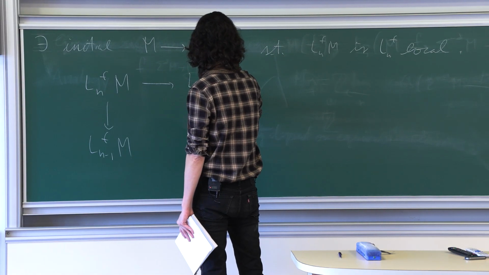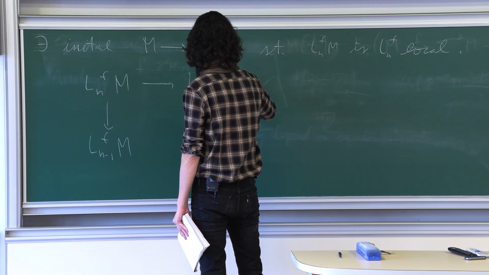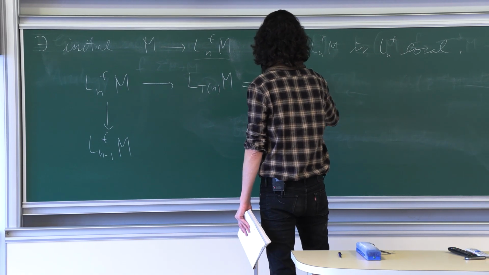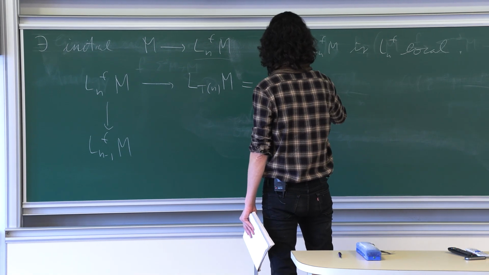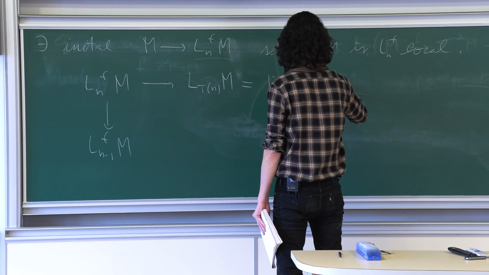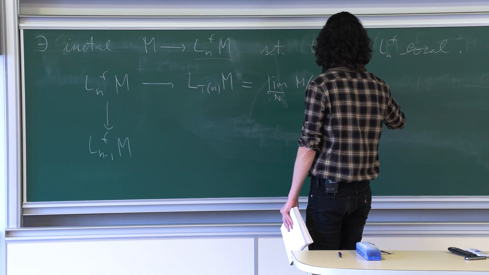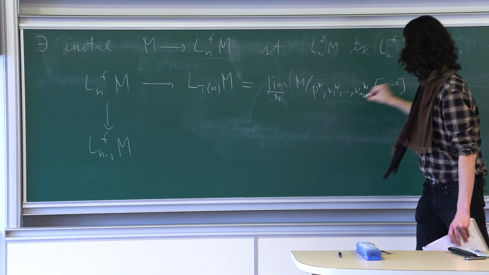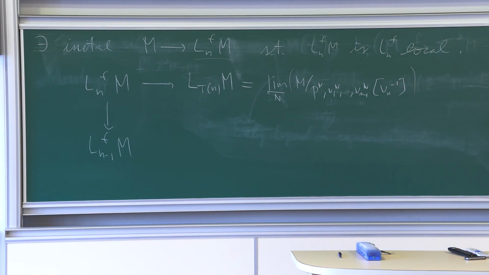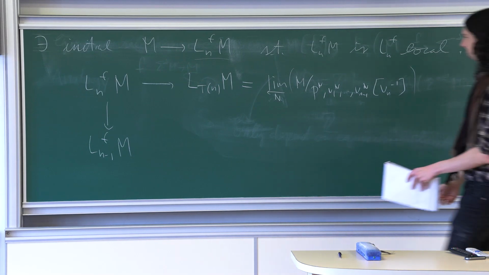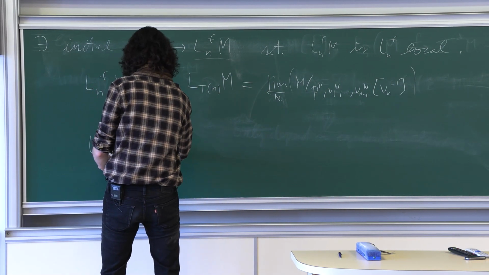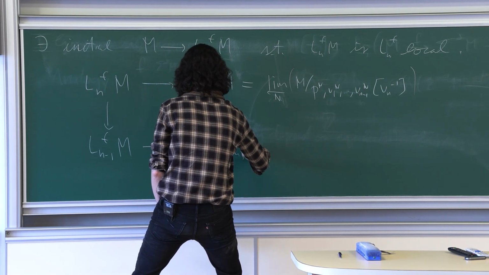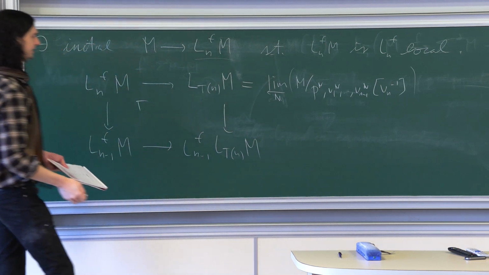Exactly, you use the completions. There's something called LTnF M, I'll explain the notation later, which you can access as an inverse limit over capital N of M mod p to the N, v1 to the N, up to vn minus 1 to the N, and then you invert vn inside the inverse limit, and then pass to the limit over capital N. And then here you have Ln minus 1 F, LT n M, and this is a pullback.